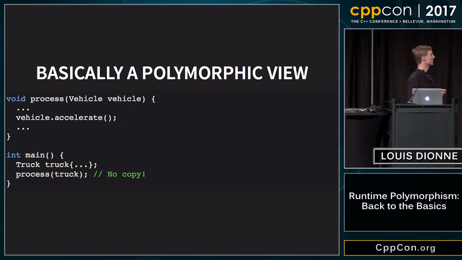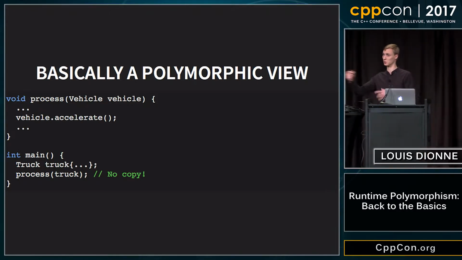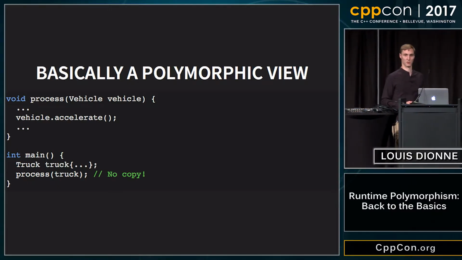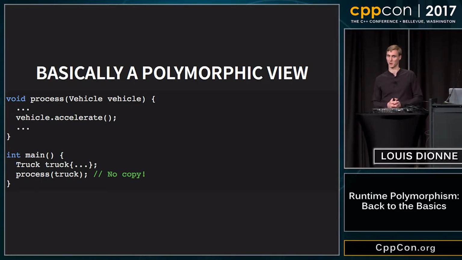In this case, for example, I have my truck, it lives on the stack, and then I call my process function, which takes a vehicle, but there's no copy being made because I don't actually try to copy the object. I just take the address of my object under the hood. And there's nothing to do in the destructor as well.